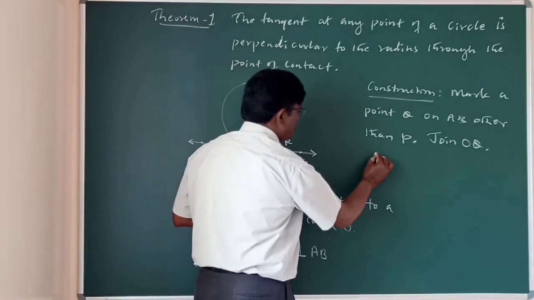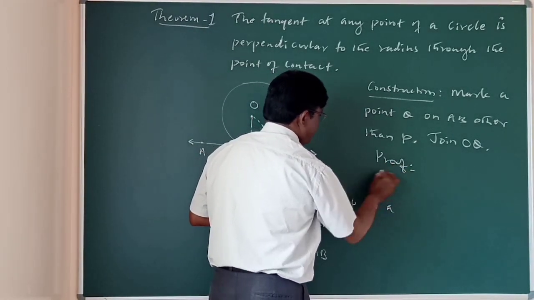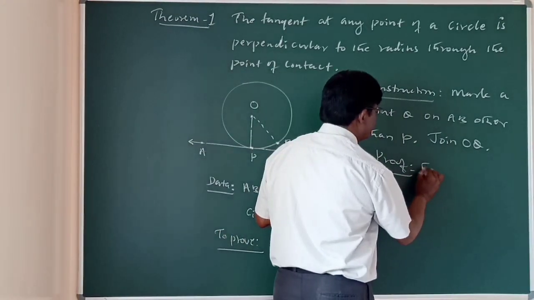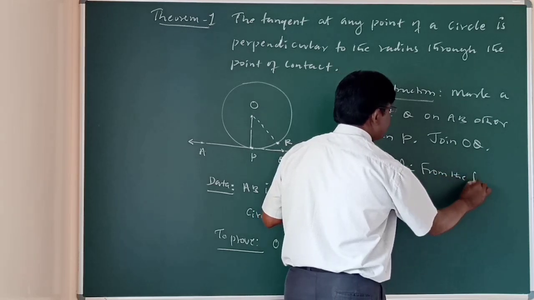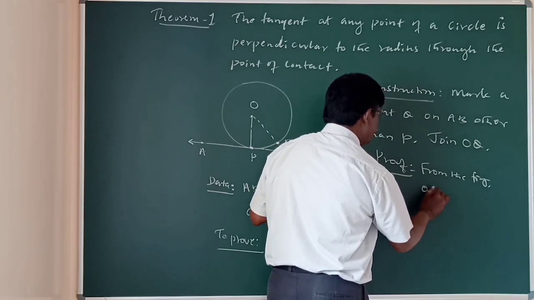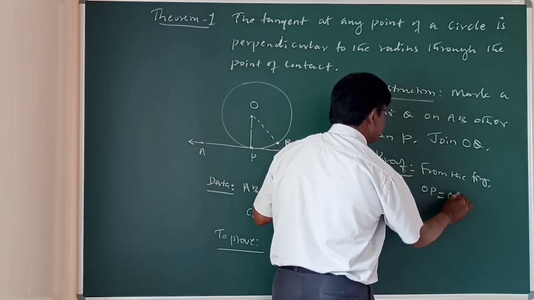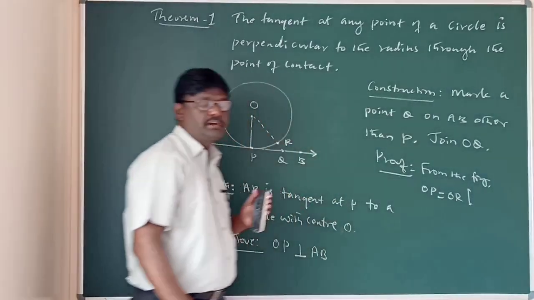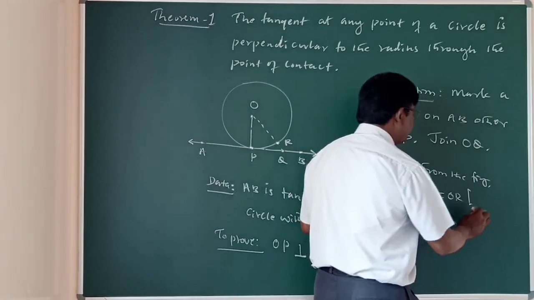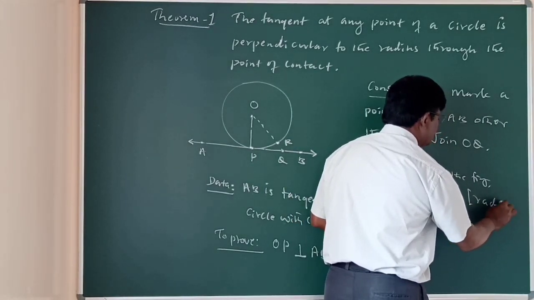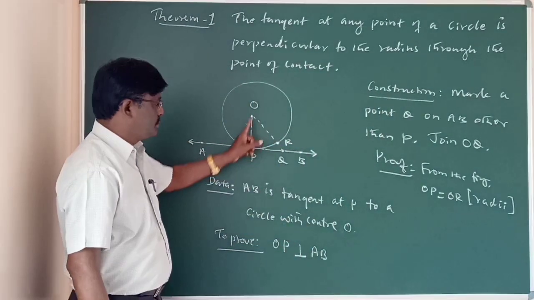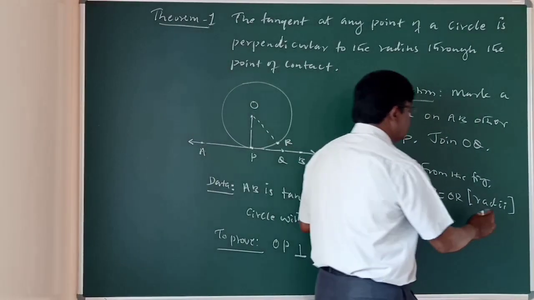Next we shall take the proof. From the figure, OP equal to OR. Why are these two equal? Because these two are radii of the same circle. Radius is singular, radii is the plural form. OP equal to OR. Call this equation 1.